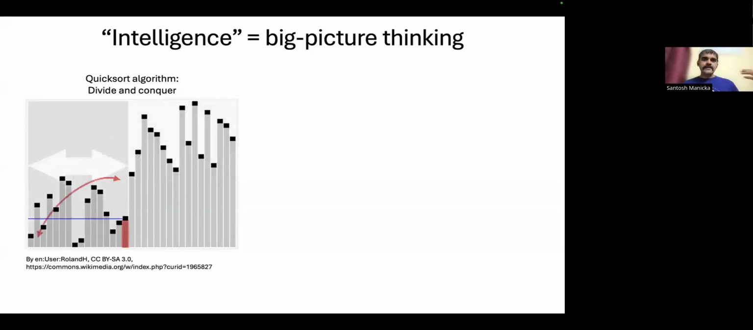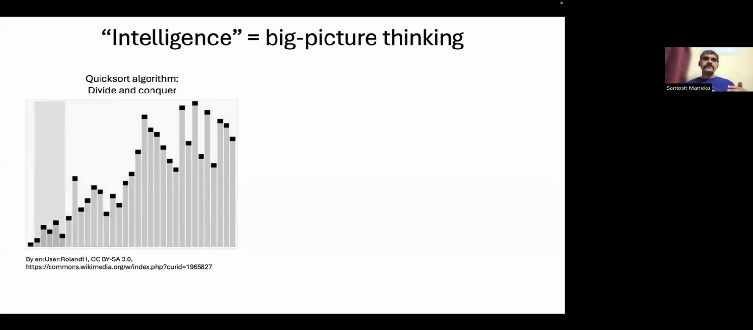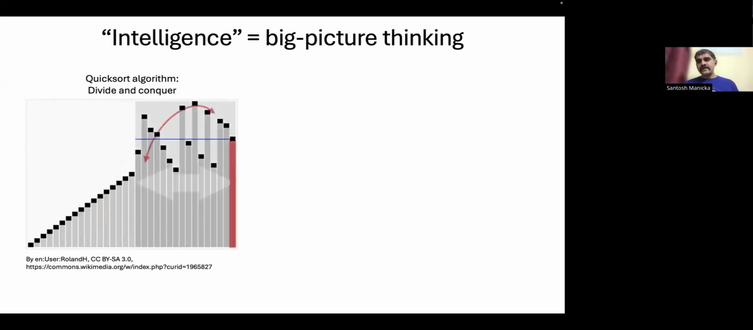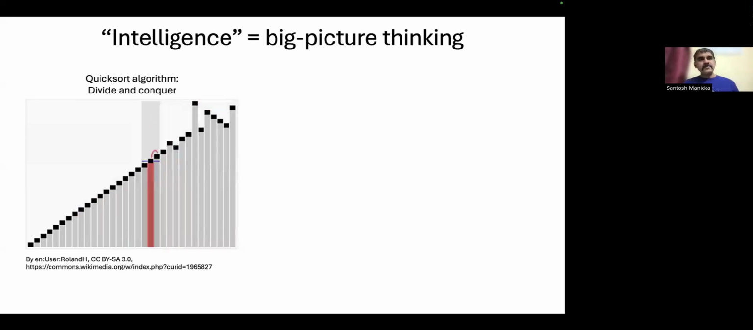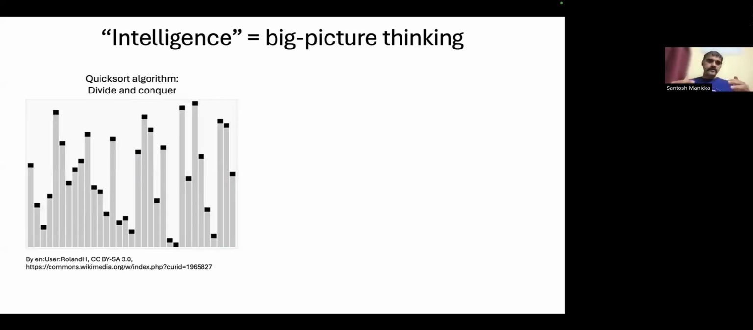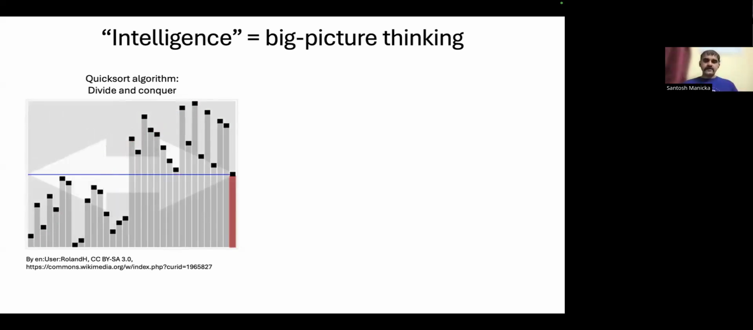Of course, there are details in this algorithm that will make it work, but I will take this perspective that the intelligence behind this algorithm was this big picture idea of divide and conquer. Of course, it was a human, and there was a human brain behind it, and so he was able to use this top-down idea of starting with the big picture and then working out all the details.